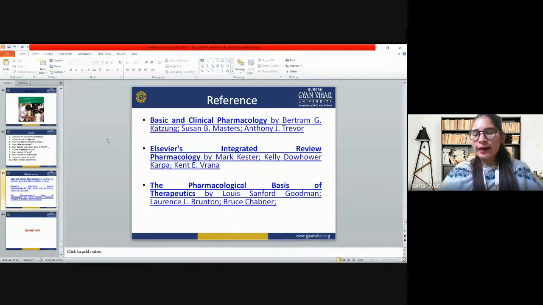For references, we have taken this information from Basic and Clinical Pharmacology by Bertram G. Katzung, and also from the Elsevier Integrated Review Pharmacology by Mark Kester, and some from The Pharmacological Basis of Therapeutics. For other information you can also go to KDT and Goodman's book for better knowledge of these topics.